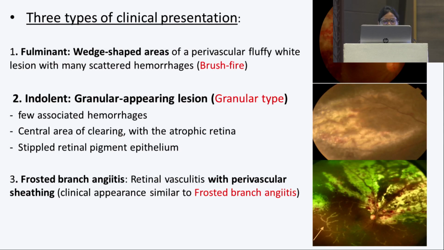There are 3 types of clinical presentations. The first is the fulminant type, wherein we'll have a wedge-shaped area, also called pizza pie appearance, with a fluffy white lesion with multiple scattered hemorrhages, also known as brush fire appearance. The second is the granular variety, wherein there will be a granular appearing retinitis lesion with very few hemorrhages. And the third is frosted branch angiitis, wherein the retinitis would be along the vessels, with perivascular sheathing.